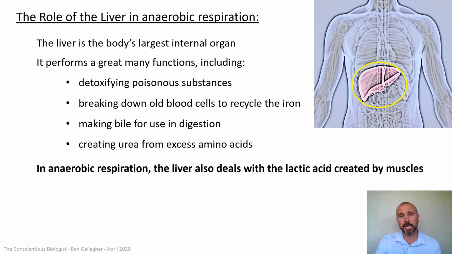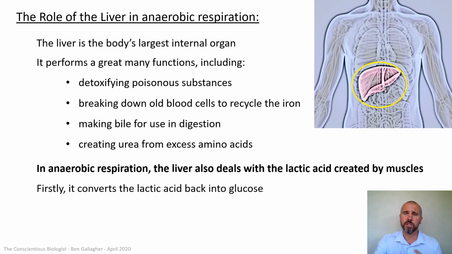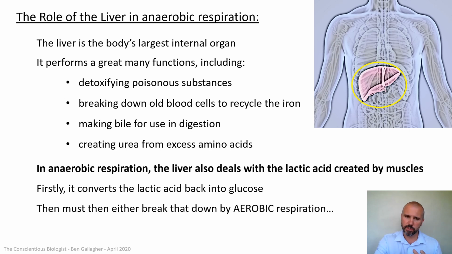Okay, but, and this is the key bit for this lesson, in anaerobic respiration, the liver also has to deal with the lactic acid that's created by muscles. So if you've done a load of anaerobic respiration, you've just done, let's say, a 400-meter sprint, your muscles are screaming with lactic acid. They're in a lot of pain. That lactic acid is going to go into your blood. It's going to travel to your liver, and your liver's got a couple of options as to what it can do with it. Firstly, it's going to convert it back into glucose.